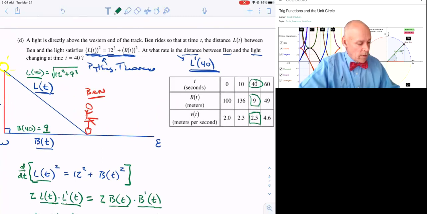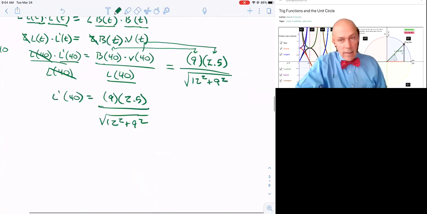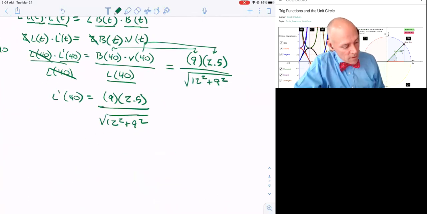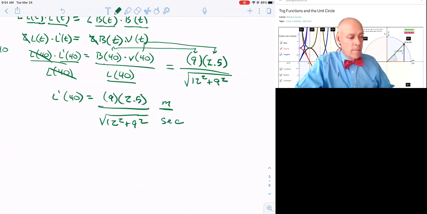Now the units that would go with that, since that's the rate that the distance is changing, are going to be meters per second.